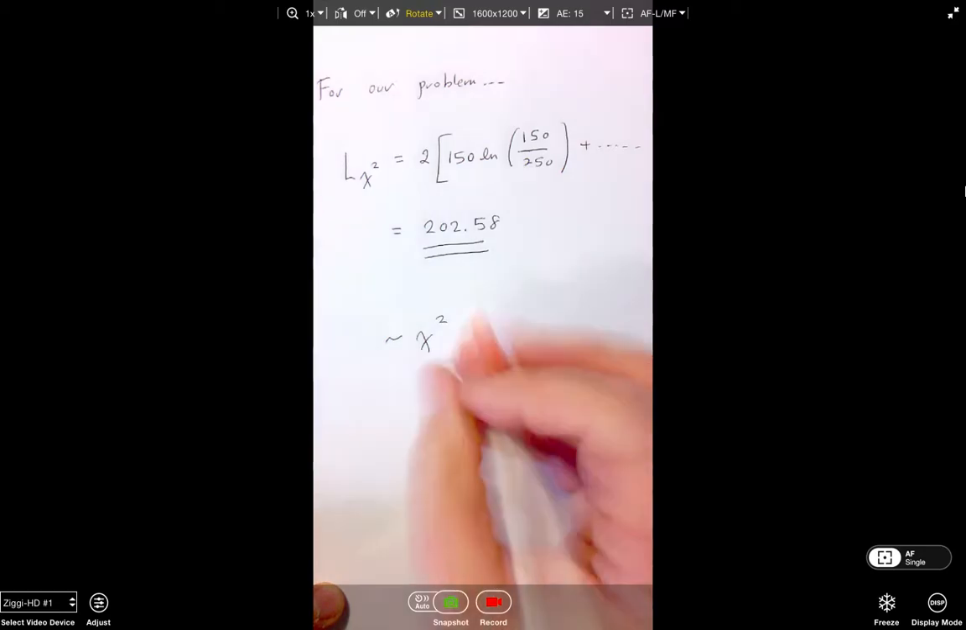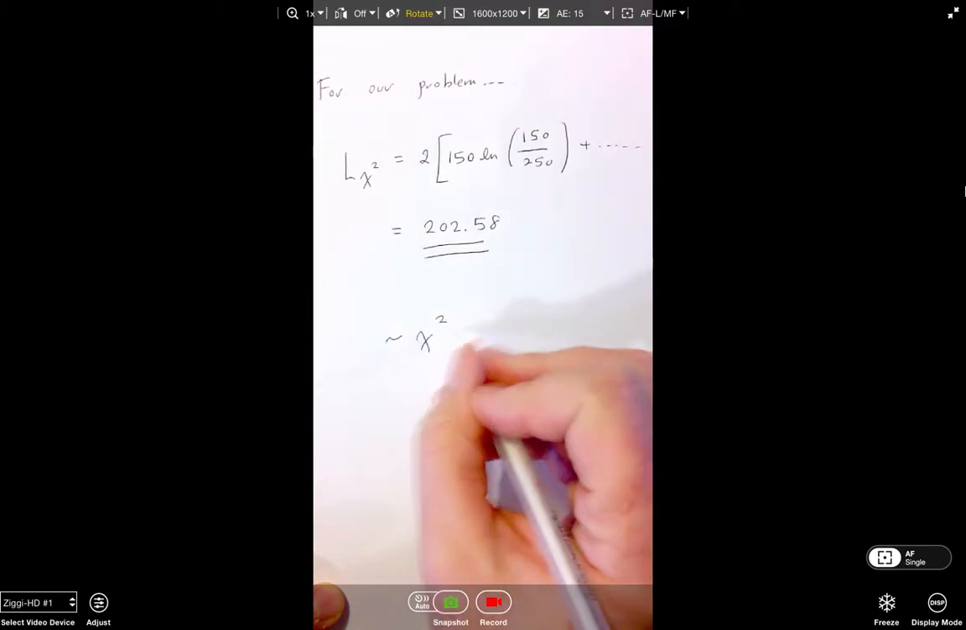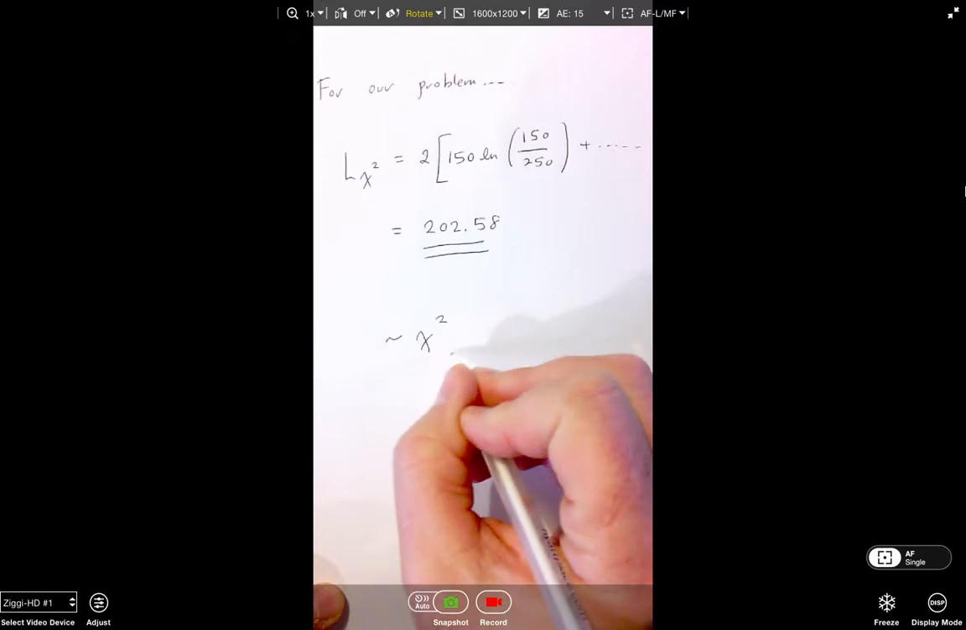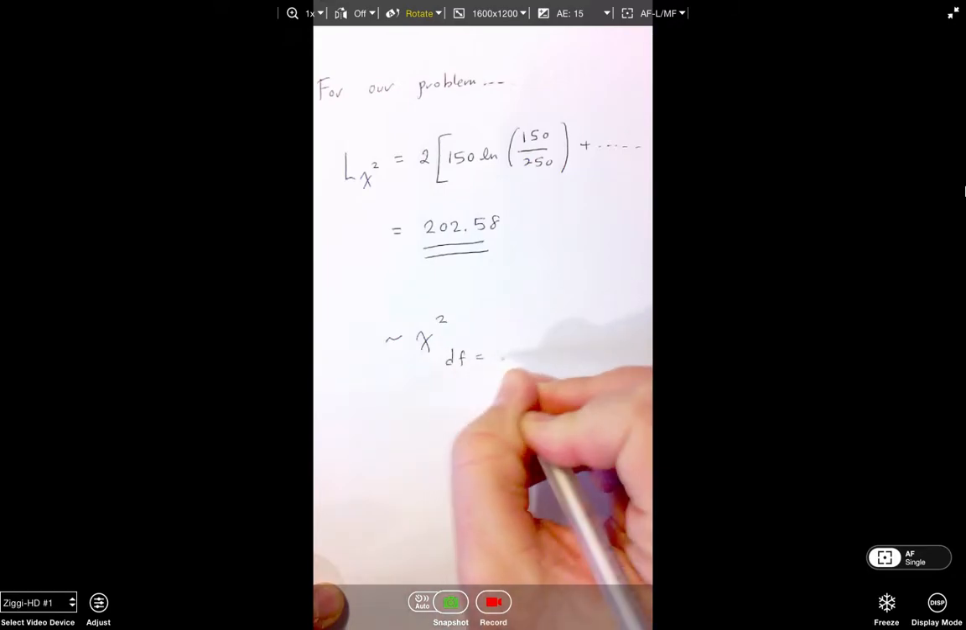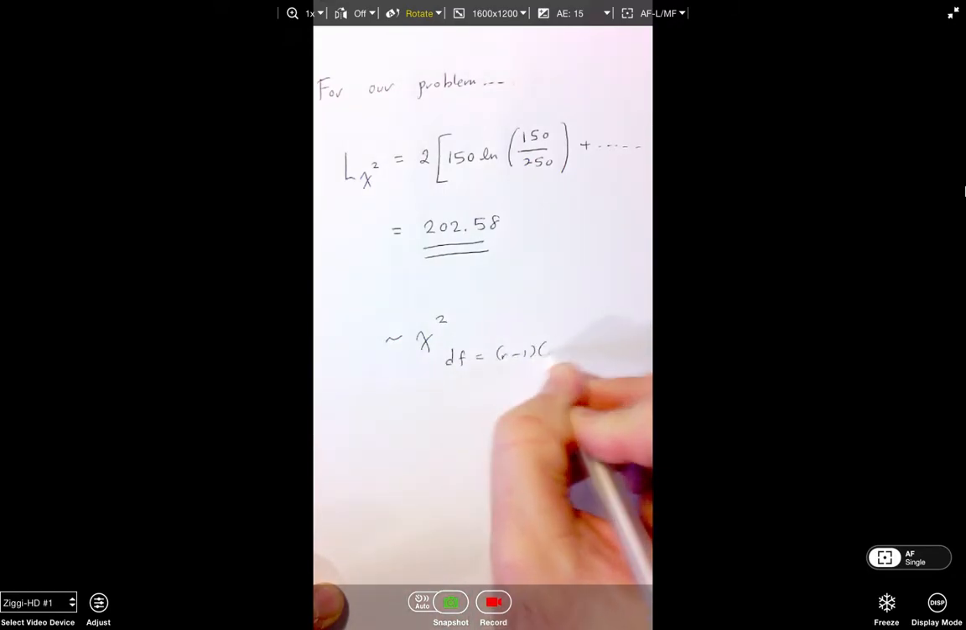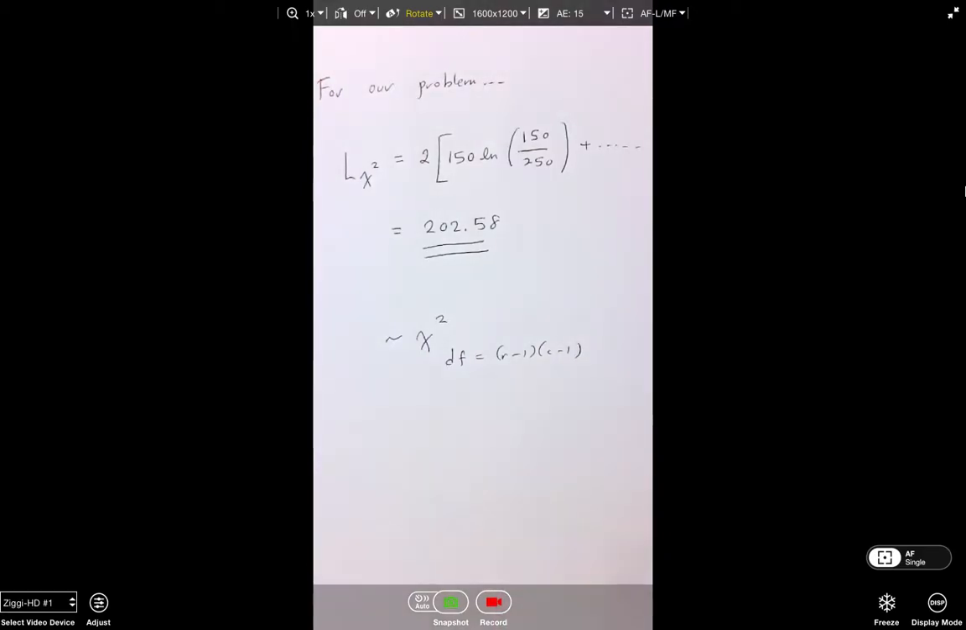The likelihood ratio test statistic follows approximately the chi-square distribution, with degrees of freedom equal to the number of rows minus 1 times the number of columns minus 1.